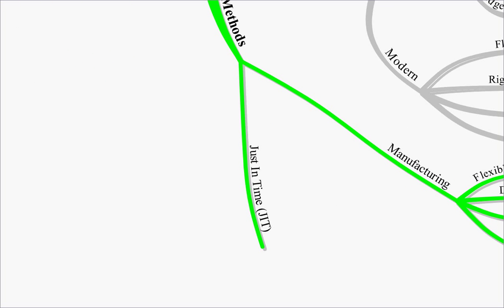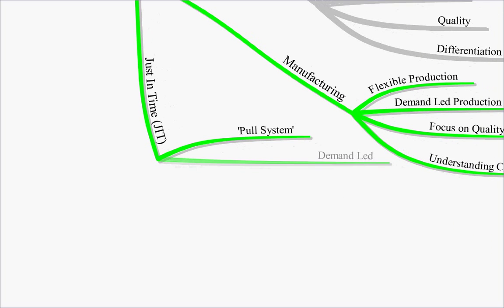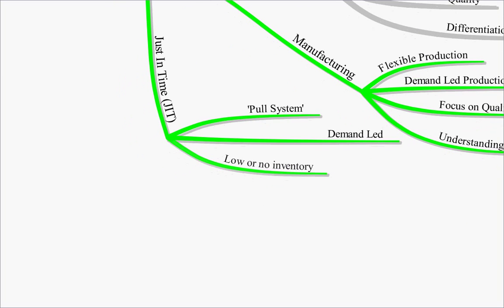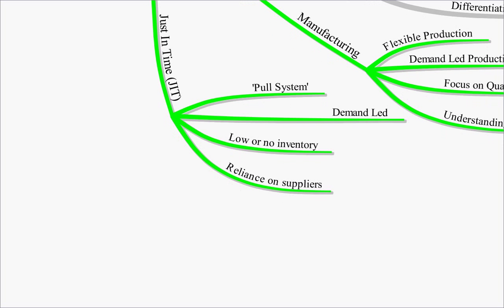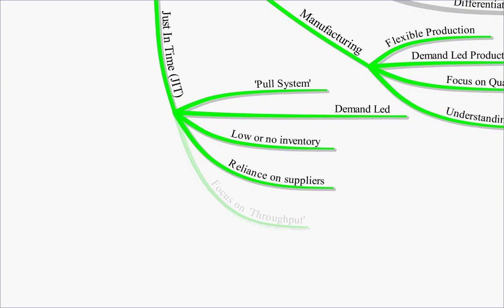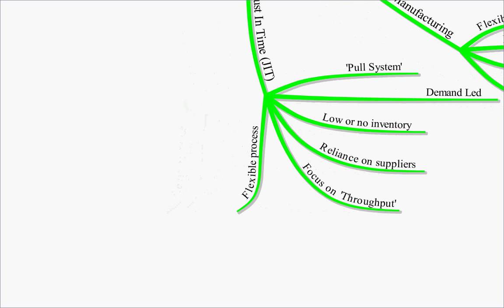You may implement a just-in-time system. It's a pull system, which is demand-led. It leads to low or no inventory. However, you have heavy reliance on your suppliers. Now what this focuses on is throughput, and may use throughput accounting, which we'll look at later. And really, you want to have a flexible process if you're going to implement a just-in-time system.